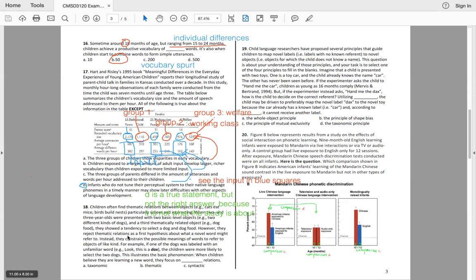However, they rejected semantic relations as the first hypothesis about what a novel word might refer to. Instead, they constrained the possible meanings of words to refer to objects of like kind. For example, if one of the dogs was labeled with an unfamiliar word, look, this is the text, DAX is an unfamiliar word, or sometimes called a nonsense word.